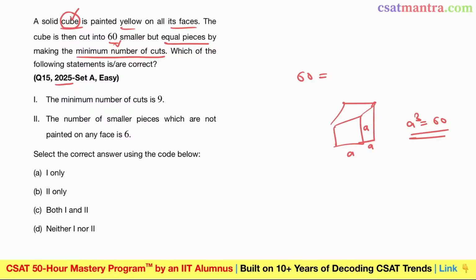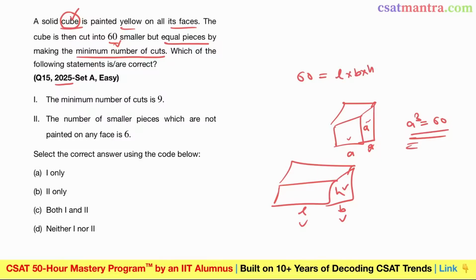In cube all the sides are equal. In cuboid at least one side is not equal. Cuboid would look like this: length, breadth, height. These two can be same, but this is not same to those two. At least one side is not equal to the remaining two, or all are not equal. So that is cuboid. Here 60, you have to write it as L into B into H. Here A into A into A is a cube. A cube can never be 60.